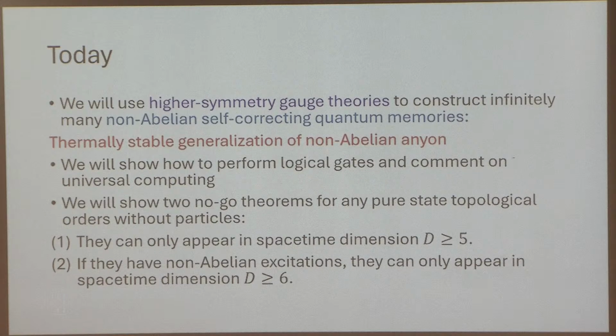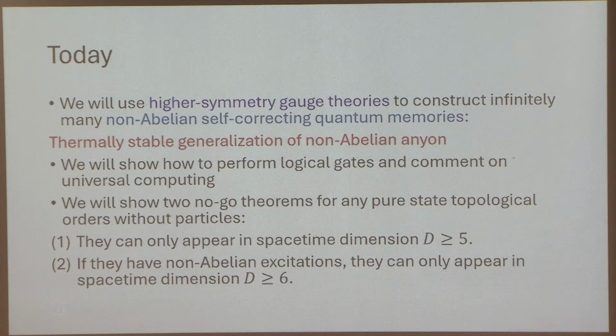Basically, what we discovered is a thermally stable generalization of non-abelian anyons. So instead of particles, we discover non-abelian extended excitations, non-abelian membranes or some higher dimensional excitations. We also figure out a way to perform logical gates in this non-abelian self-correcting quantum memory, and we argue that it can actually be universal.